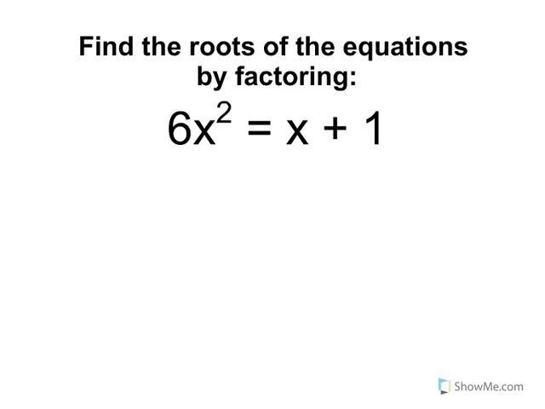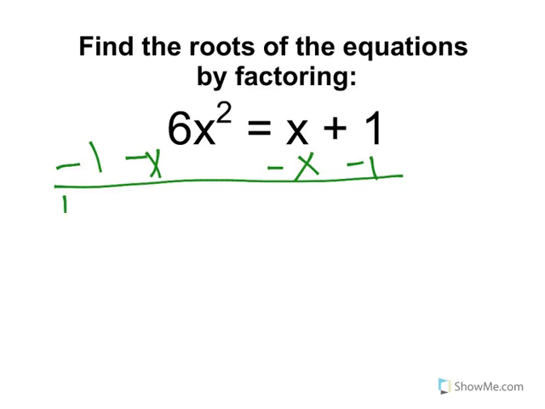Okay, so here's another example. We do not have this equal to 0, so we need to get it equal to 0. Remember, we want to try and keep the x squared positive, so that's why I'm subtracting the x and the 1. So in standard form, I would have 6x squared minus x minus 1 is equal to 0. Now I can't factor that normally because there's a 6 in front.